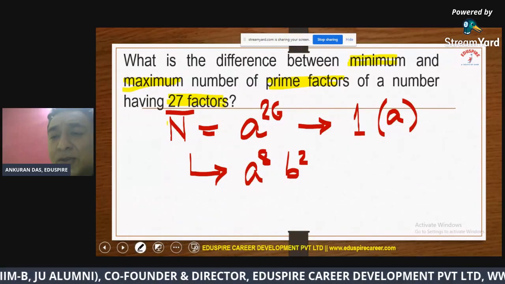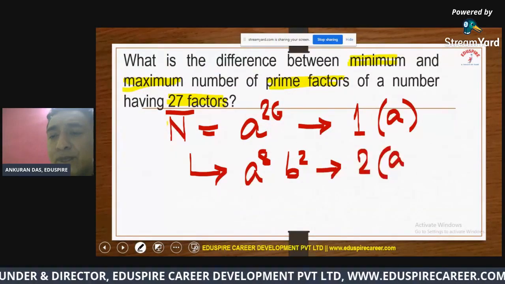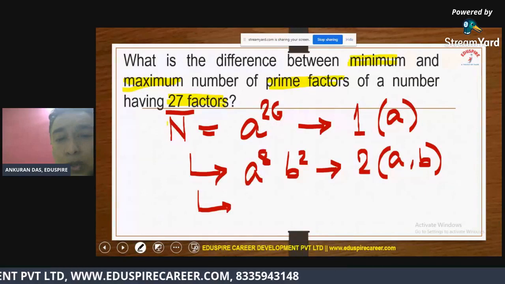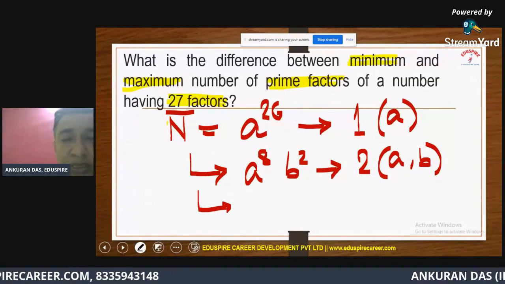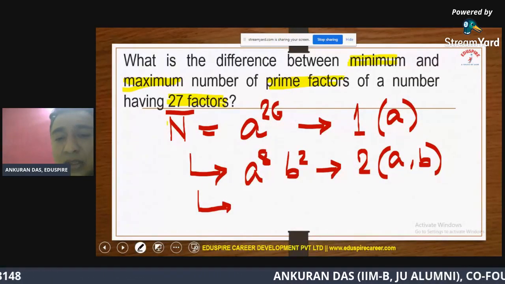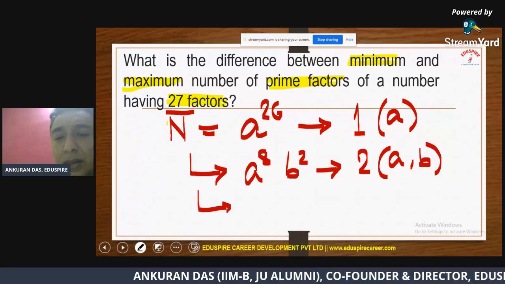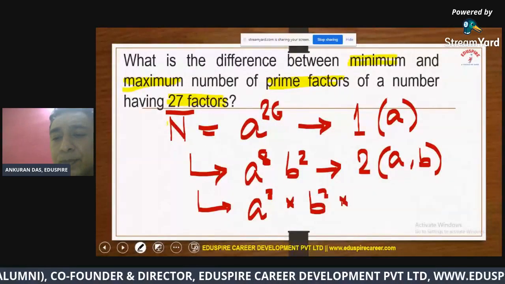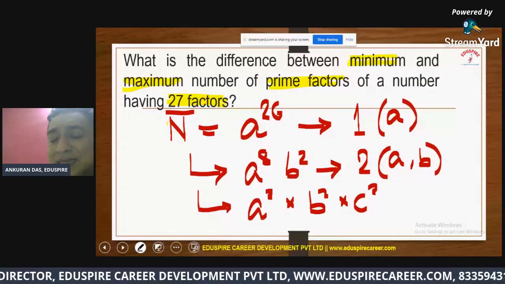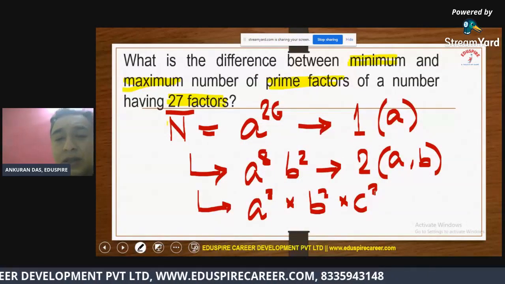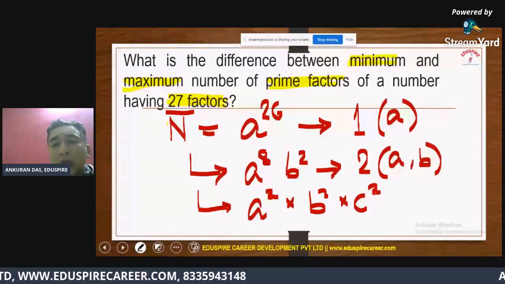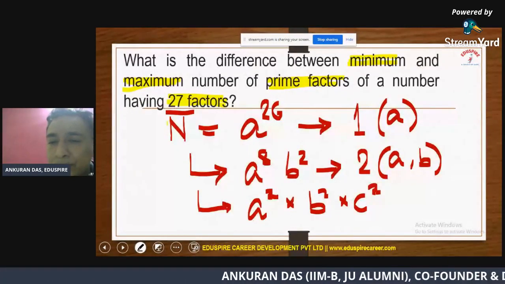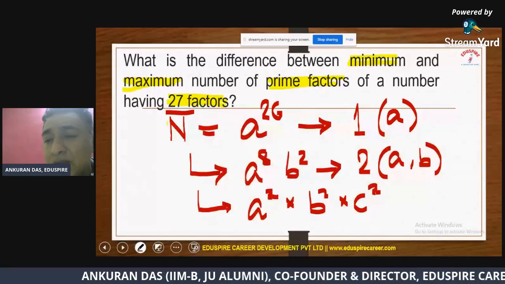That will be 2. We could also do another thing, which is to consider this number as a square into b square into c square. So in that case, there will be 3 into 3 into 3, that means 27 factors again. But in that case, how many prime factors do I have?